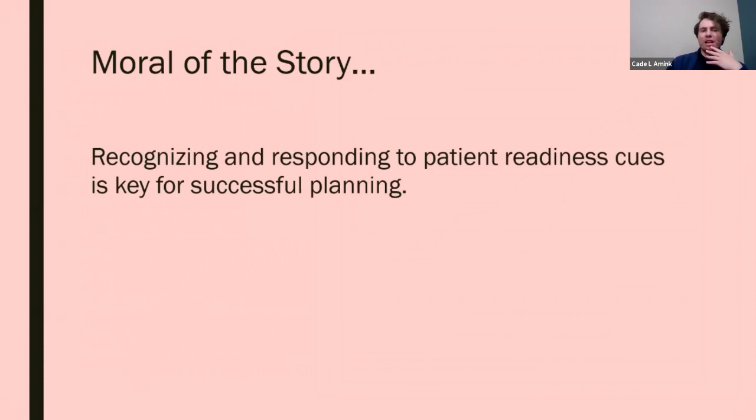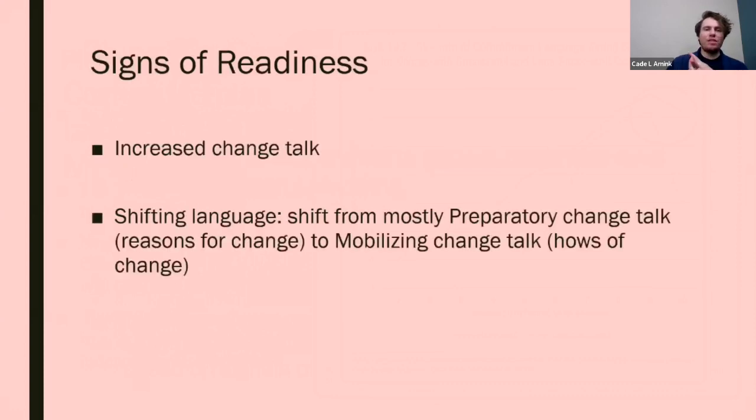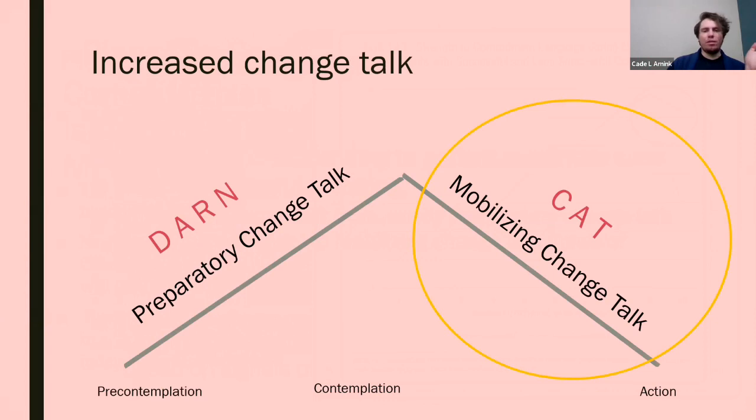And so what do these signs of readiness look like? Increased change talk and shifting language. We start noticing less preparatory change talk, reasons for change, and more mobilizing change talk, where clients are actually talking about the hows of how they want to make the change. If we look at the stages of change, some of you may have come across this before, there's the pre-contemplation stage, the contemplation stage, and this is where we mostly hear this preparatory change talk, hearing the DARN. And when we start hearing CAT, the mobilizing change talk, that's when we know patients are starting to move into this realm of action, and it might be a good time to start talking about planning.